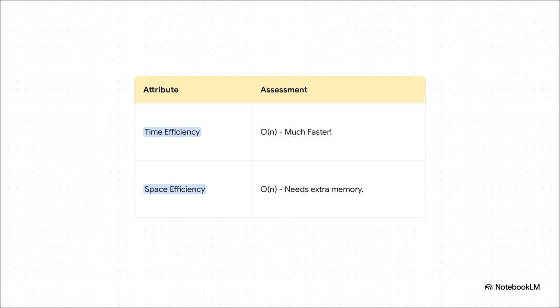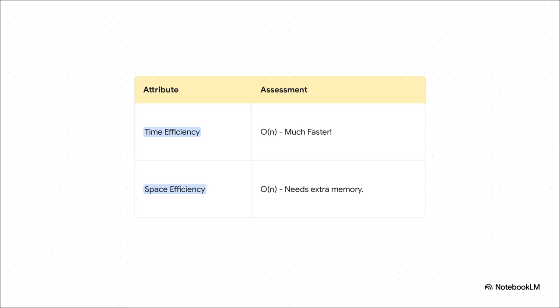And what do we get for all this pre-planning? A huge speed boost. We've gone from that slow O of n squared to O of n, which is just way, way faster. But, and there's almost always a but, right? There's a trade-off. We had to create 2 extra lists to hold our data, which means we're using up more memory.